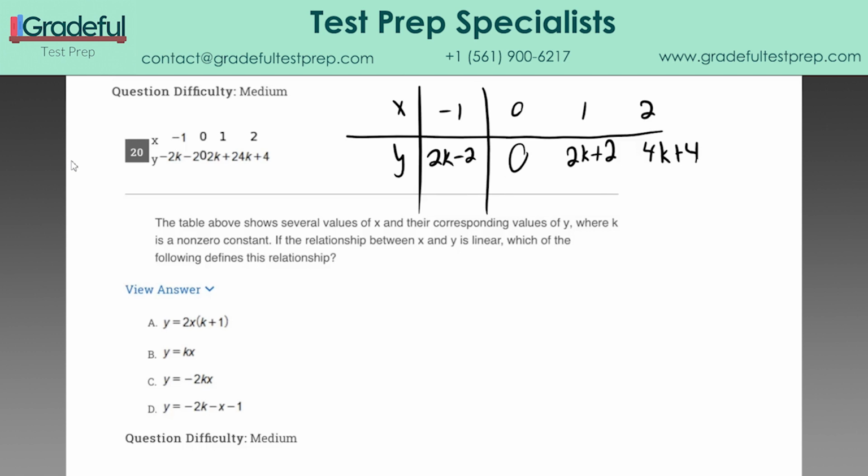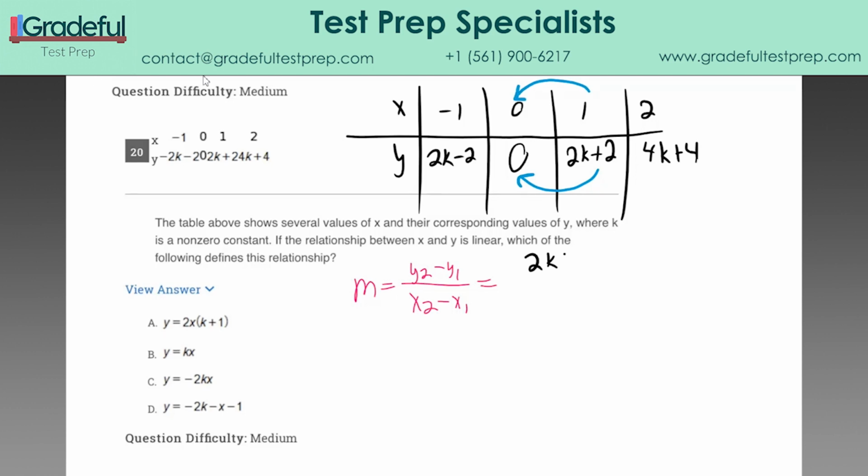So we're being told that this is a linear relationship, and that means we can find the slope by doing y2 minus y1 over x2 minus x1. So we can pick any two x or y values as long as we pick them in the same order. So let's go ahead and pick the easiest two that I can think of. y2 minus y1 this way, and x2 minus x1 this way. So that would be 2k plus 2 minus 0, and 1 minus 0. So we just get 2k plus 2 over 1, which is 2k plus 2.